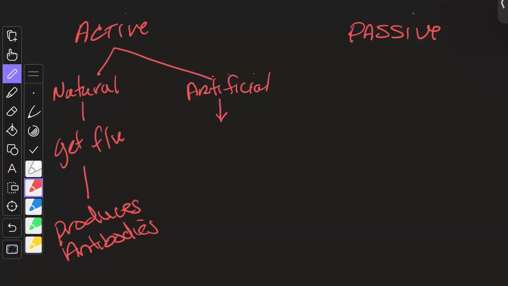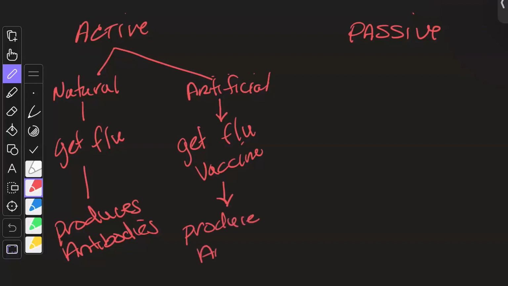Artificial is when I am exposed to an inactive form of the virus via a vaccine. And the antigens in that vaccine, although they don't actually make me sick, I don't generate symptoms, they do stimulate the development of the antibodies in relationship to that antigen. So my body still has to produce the antibodies.